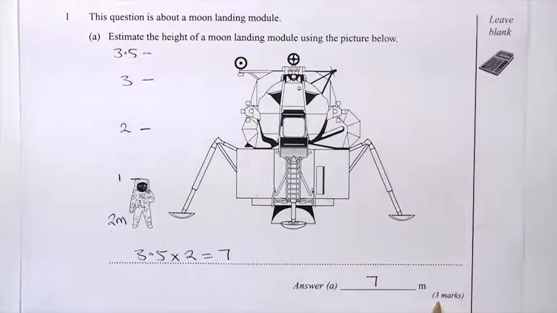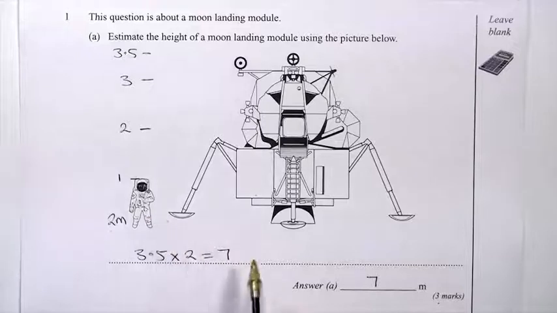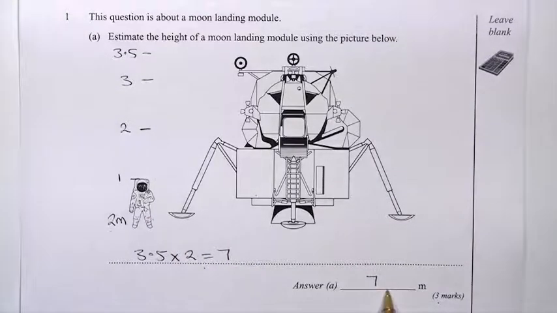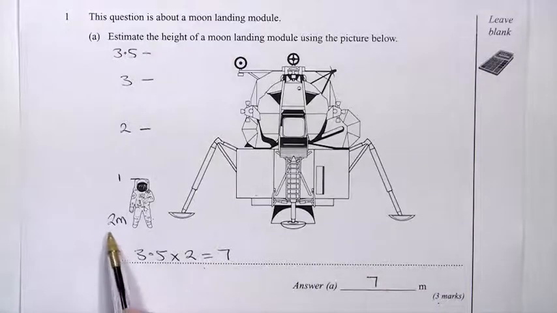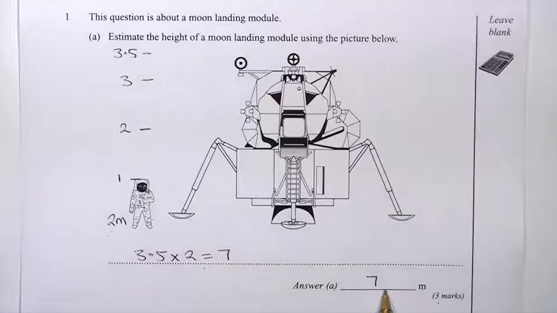Okay, so there's 3 marks for this. You'd get 1 mark for estimating the height of the astronaut, another mark for doing this calculation, and the 3rd mark for the right answer. It doesn't matter if you use a slightly different number for the height of the astronaut. You get a different answer, but it will be fine as long as it was within a sensible range. Okay, moving on to part B.